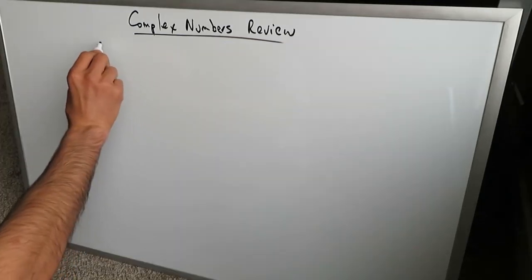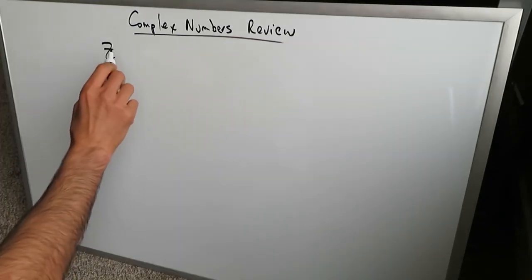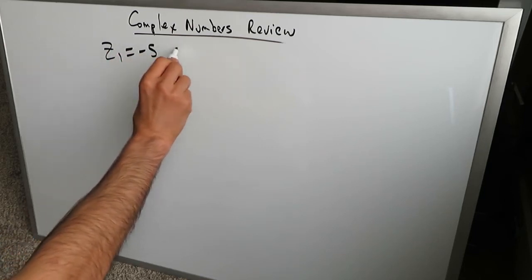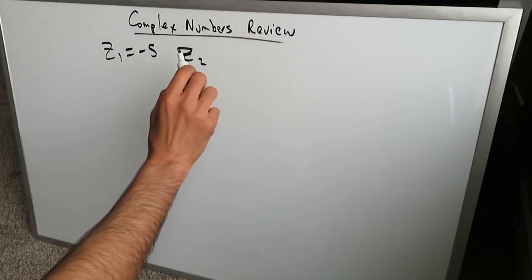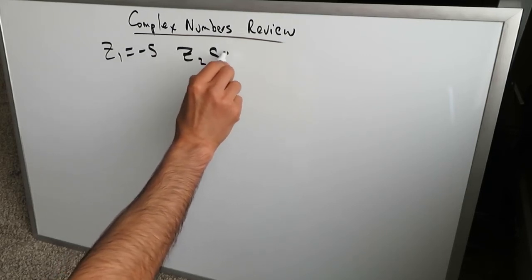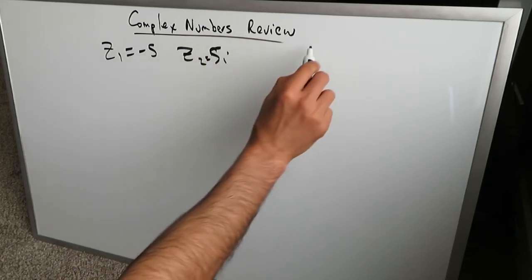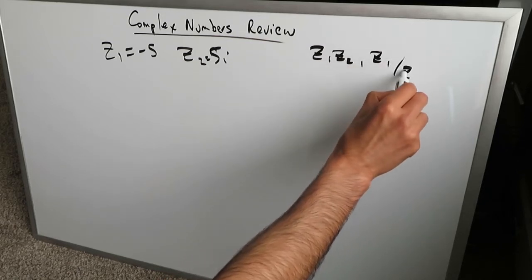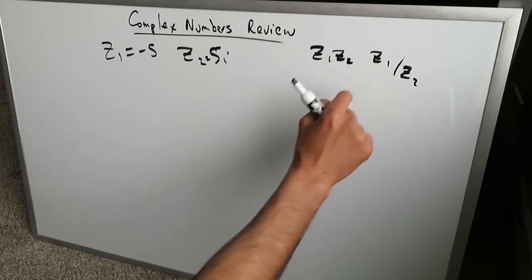So in this question, which will be our example number 3, we are given two complex numbers. Z1 is equal to minus 5 and Z2 is equal to 5i. All we have to do is determine Z1 Z2, and we have to do Z1 divided by Z2. We have to do these two questions over here.